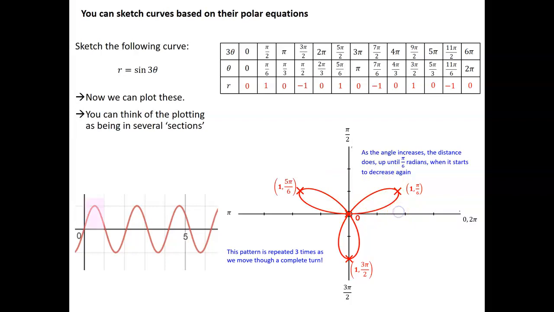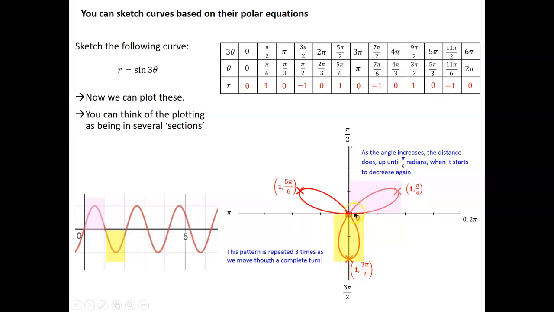In fact, that's not quite what happens. If I look at this first section of my graph of sin 3θ here, that corresponds to this section. I start from 0, I move out to 1, then I move back again. Now this second section of the graph here does actually correspond to this part of the graph. Remember that when r equals -1, that's like moving backwards. So when I move to π/2, I move out to -1. So -1 from π/2 is down here.